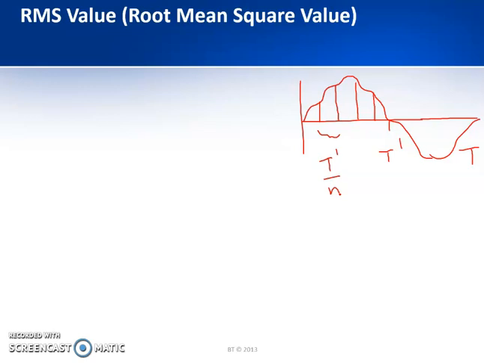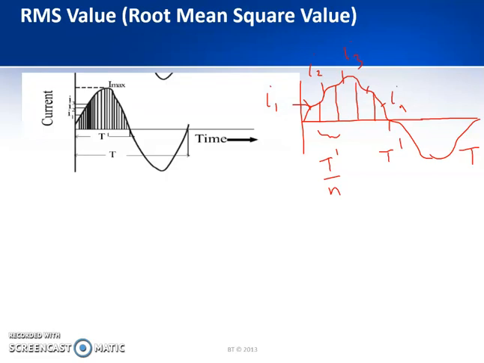Now we will be drawing one mid-ordinate here, here, here, here, here. If you increase the number of intervals, then we will get a more accurate value. Now we are assuming that this current value is I1, this is I2, this is I3, etc., up to IN. So this is the waveform which has N number of intervals.